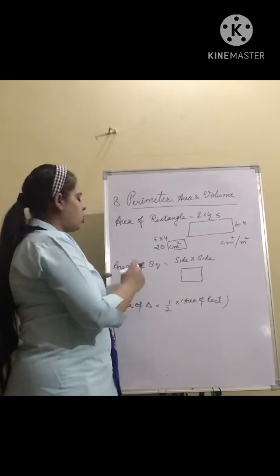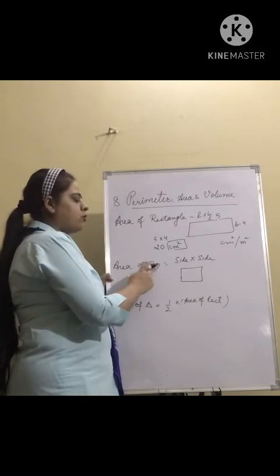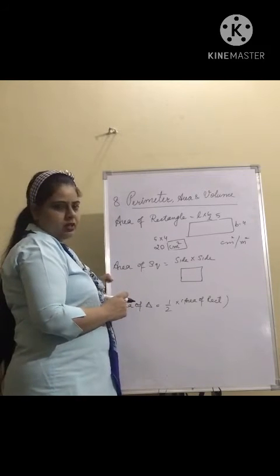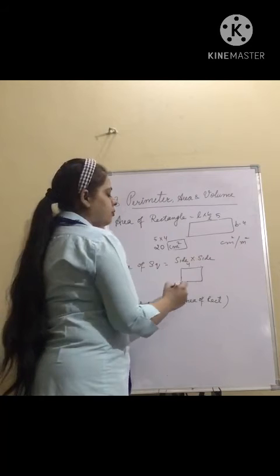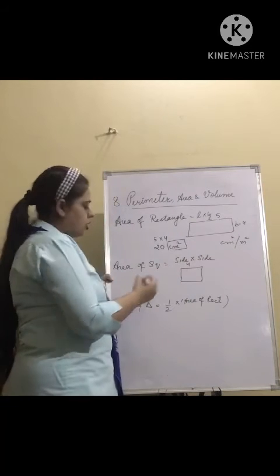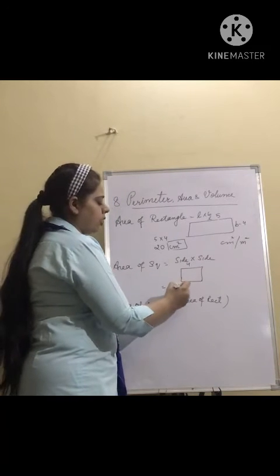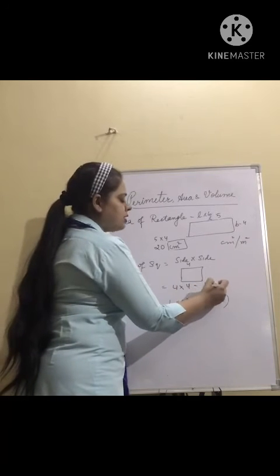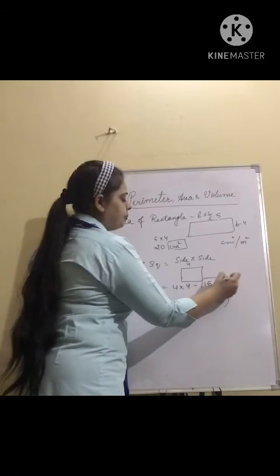Yes. Now next formula is area of square. Side multiplied by side. Suppose the side of square is given to you 4 centimeter. So what will be the area? 4 multiplied by 4, 16 centimeter square.